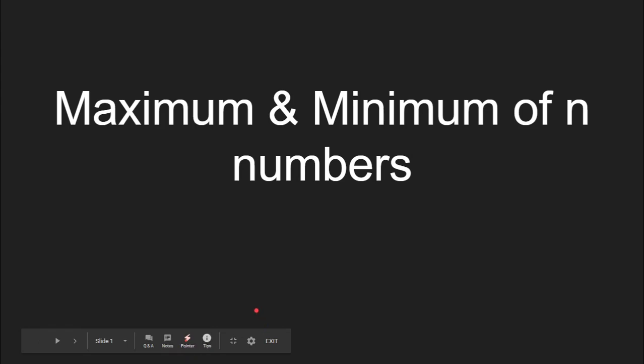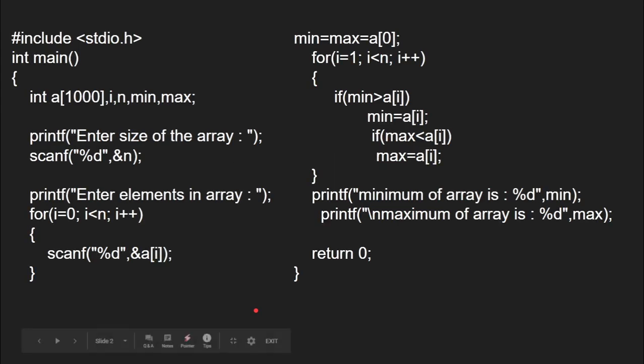So do you know what an array is? An array is a collection of similar elements under a single name. For example, the array used here is a of 1000. So a of 1000 means there can be 1000 elements in this array, and the array name is a, and this array is of integer type. That means this array can hold integer elements alone. And then here we have some other variables i, n, min and max. They are also integer values.